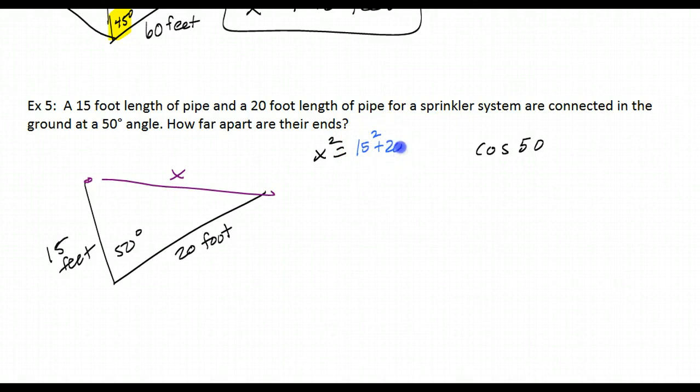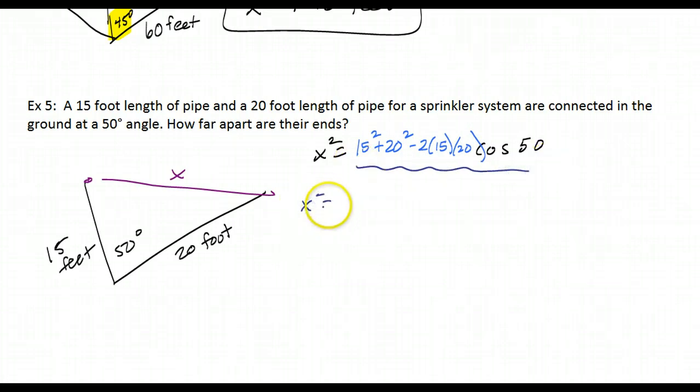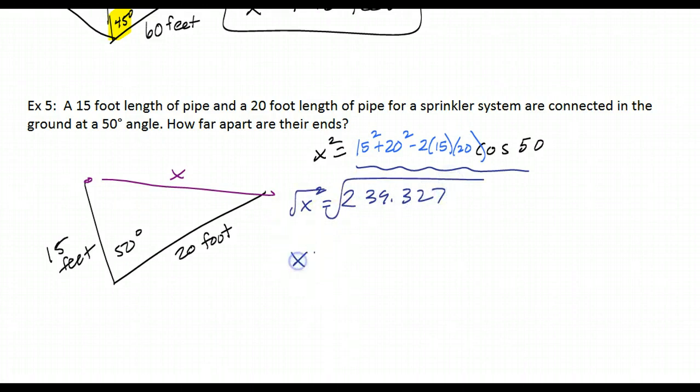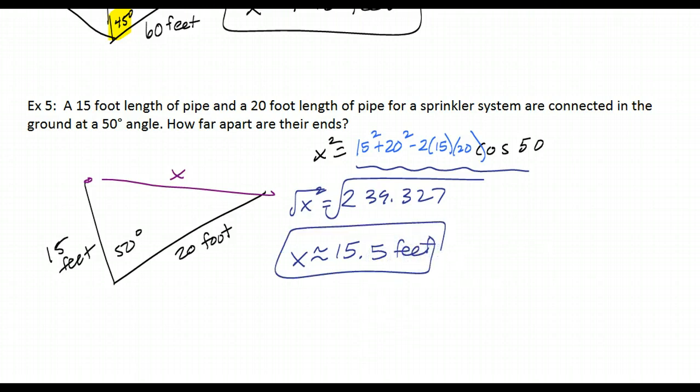So 15 squared plus 20 squared, subtract 2 times 15 times 20, and then times cosine of 50. And this is another easy one like example 4 was, where you can just type the whole thing into your calculator. And you should end up getting approximately 239.327 when you do that. So when you square root that, the 2 pipes are approximately 15.5 feet from each other from end to end.